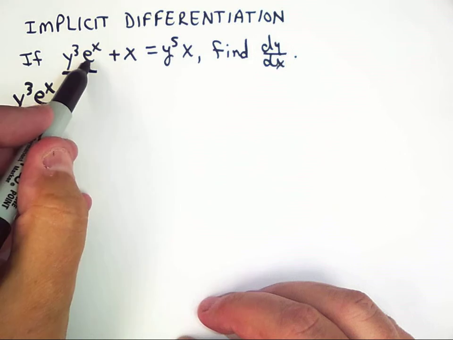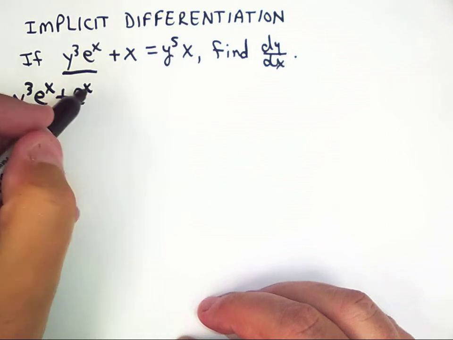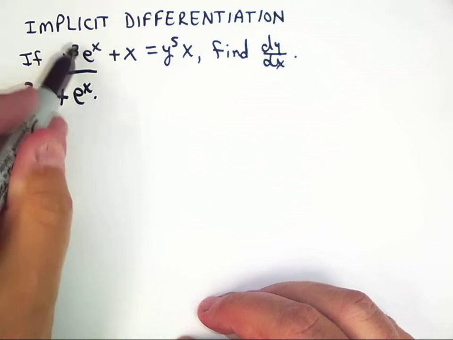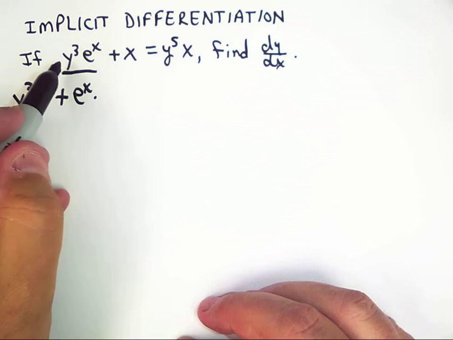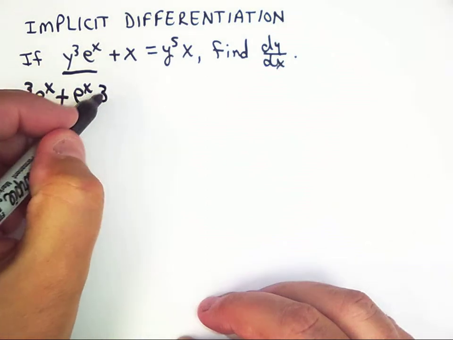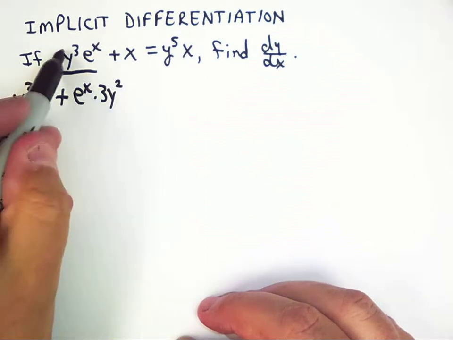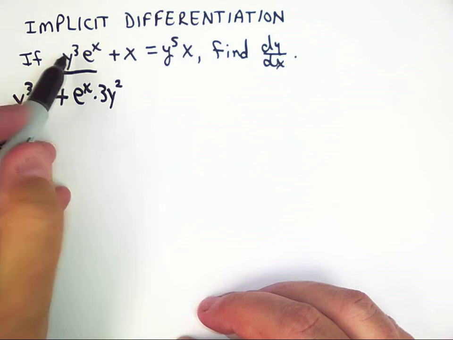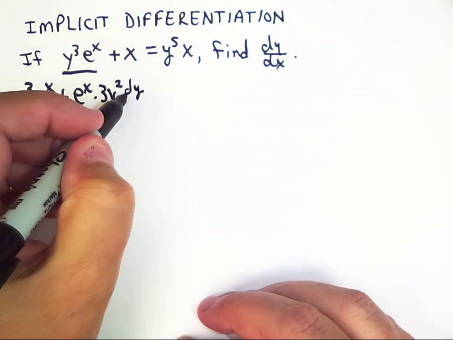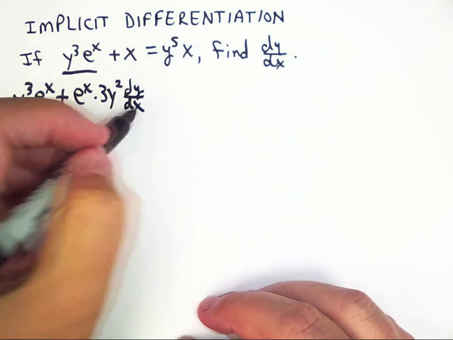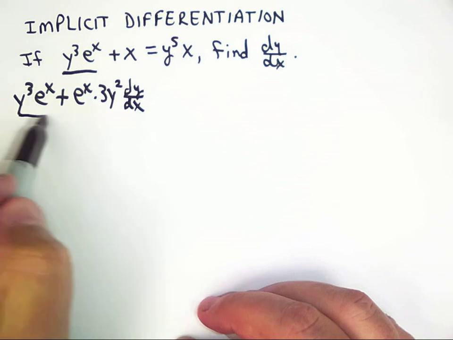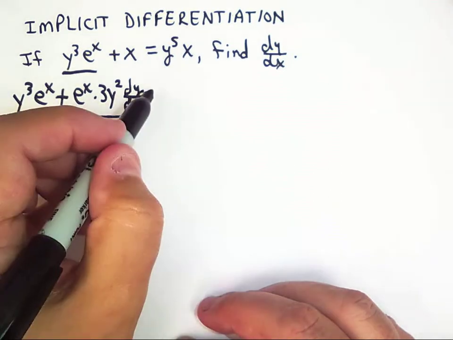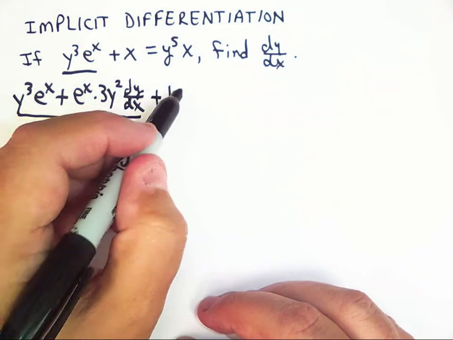Plus, now you take the second factor, which is e to the x, and multiply it by the derivative of the first factor. The first factor is y cubed, so the derivative is 3y squared, but y is a function of x. You've got to use the chain rule and take the derivative of y, and that gives you dy over dx. So that is the chain rule for the first term. Plus, now the derivative of x is 1, that's easy.